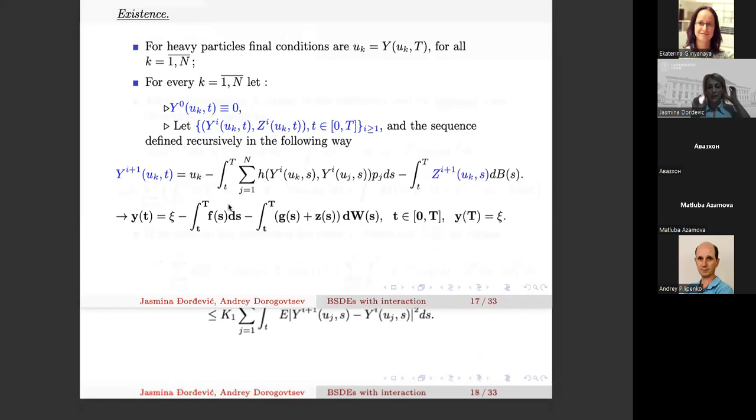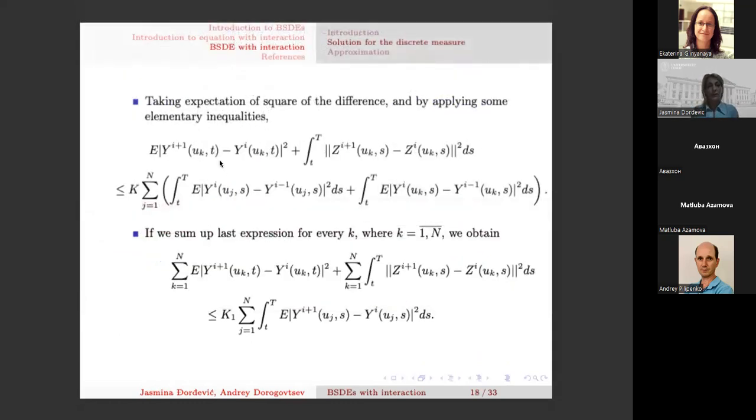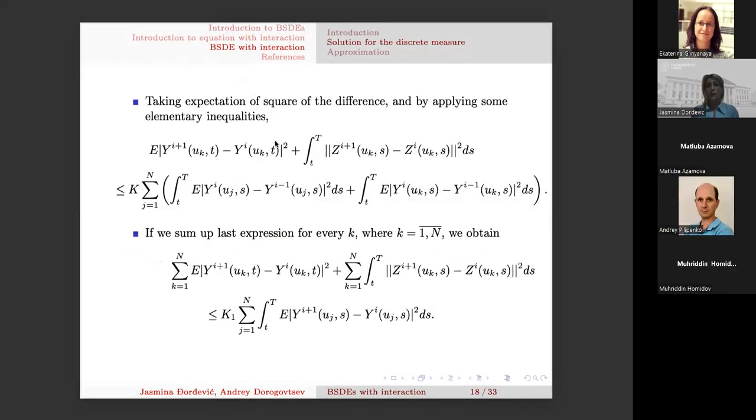Similarly as in the proof of the uniqueness, taking the expectation of the square of the difference of the solutions for two iterative steps, i and i plus 1, we have this inequality satisfied. Similarly as in the uniqueness, on the left side we have the expectation of the square of the difference, but on the right side we have a sum of all kinds of those expectations under the integral. So we will use the same idea and sum all of those equations for k from 1 to n for all those heavy particles. What we obtain is that we have on the left and on the right hand side the same sums which we want to estimate.